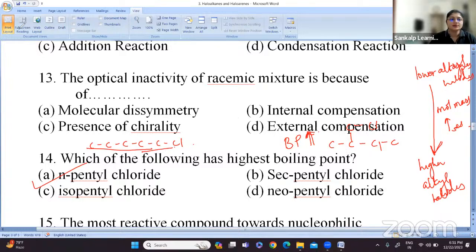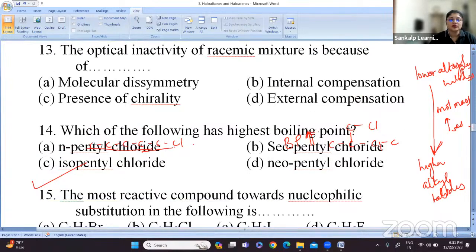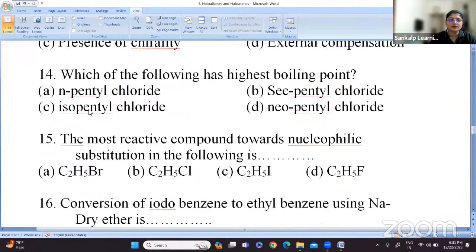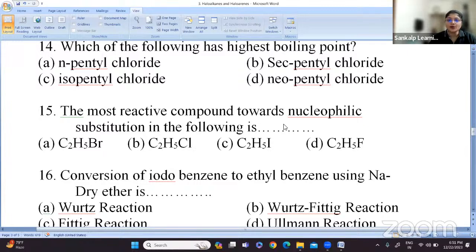So moving further, the most reactive compound towards nucleophilic substitution in the following reaction is?